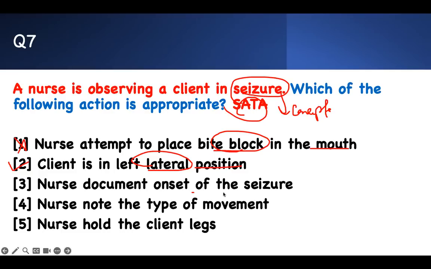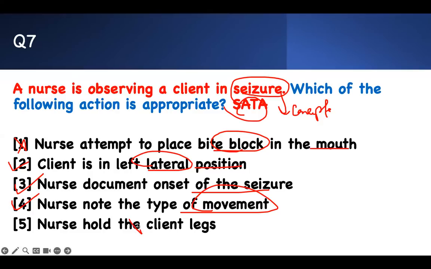Next, document onset of the seizure. Yeah, so that you can know the time and the duration. And if they keep on having it, you know that they are in status epilepticus. That is very important. Next, note the type of movement. Yeah, you want to know if it's tonic-clonic or just a tonic movement. You want to know what kind of movement so that you can classify the seizure and you'll be able to treat it appropriately. Next, hold the client's legs.